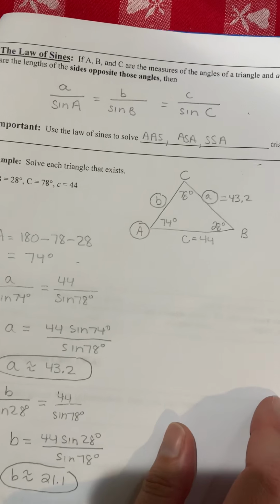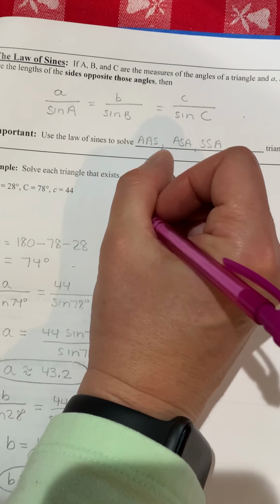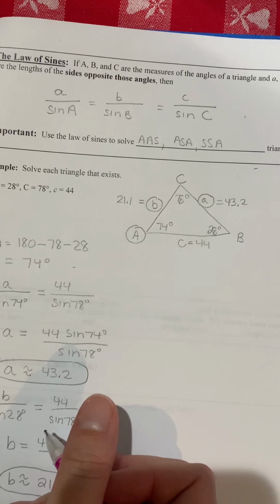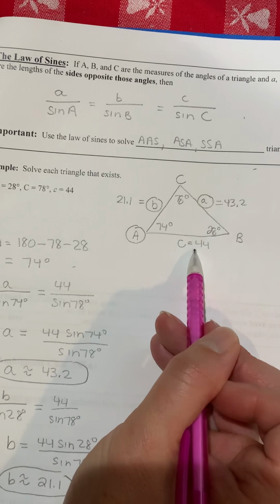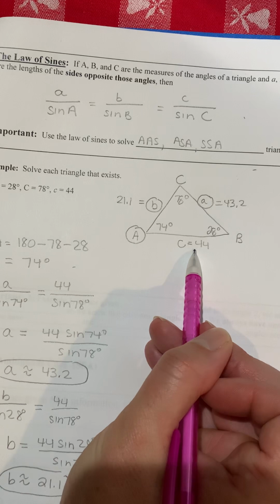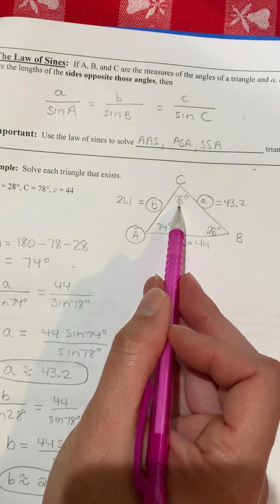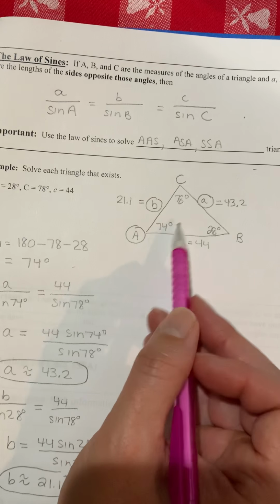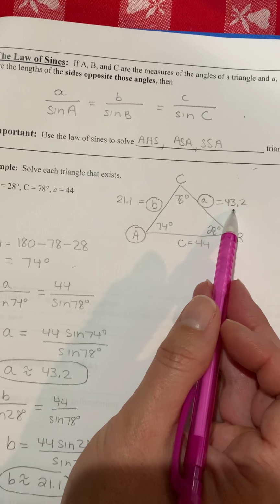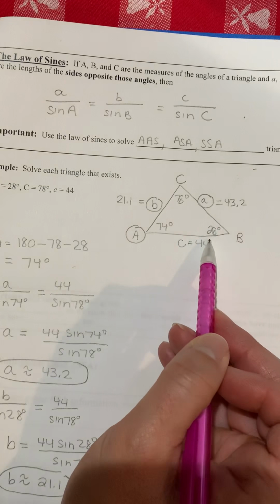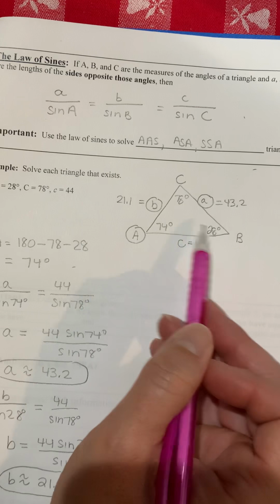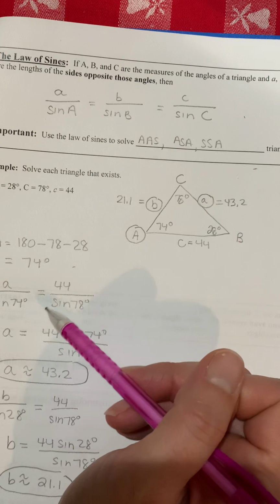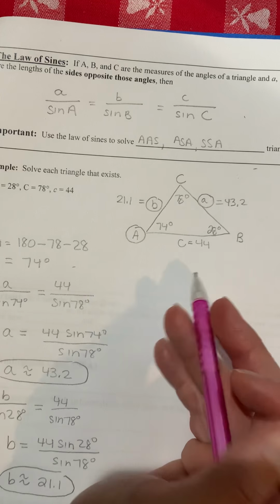All right, so if I move back up to my picture here, one nice check that you can do is always make sure the biggest side is across from the biggest angle. So 44 is our biggest side, it's across from 78. Our middle angle is 74 degrees, it's across from the middle length, 43.2, and then our smallest angle of 28 degrees is across from our smallest side of 21.1. So that's a little extra that you can do.